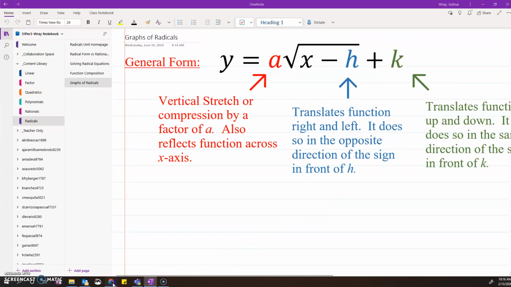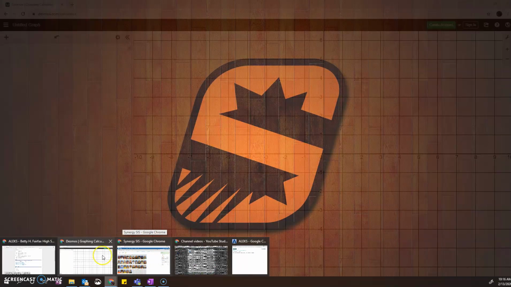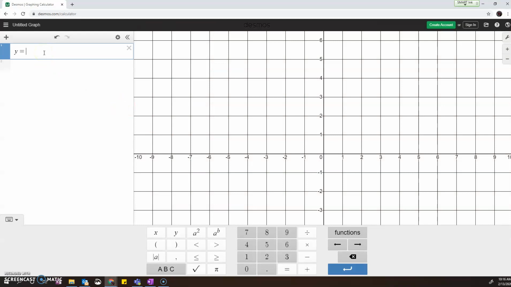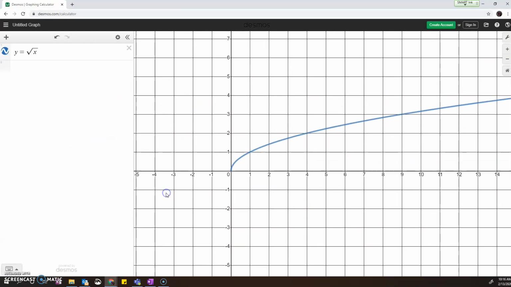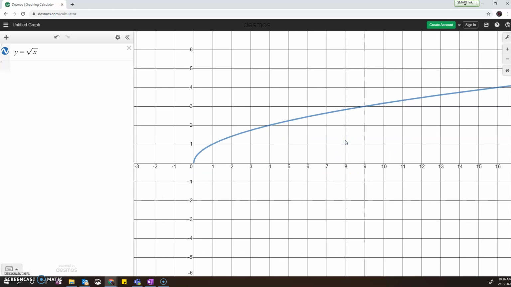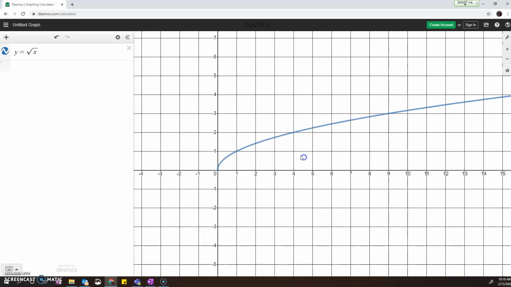I'm going to pull up Desmos. There it is. Okay, Desmos, and I'm going to start with y equals square root of x. This is the parent function. We call it the parent function because it's the most basic version of this unit, which is a radical. Okay, so this is what radical graphs look like. Not that interesting. It looks kind of like half of a sideways parabola. All right, let's start by messing with a.